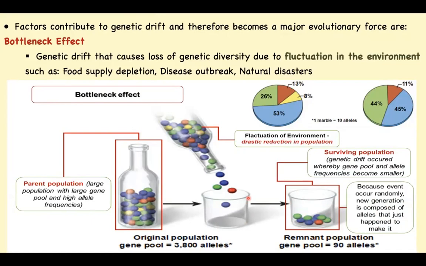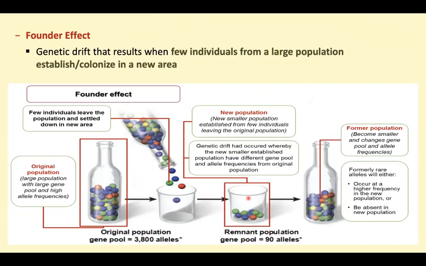Okay, another effect is the founder effect. There are 2 genetic drift ni, founder effect and also bottleneck effect in a small population. So genetic drift that results when few individuals from a large population establish or colonize a new area. Okay, yang ni kalau dia pindah tempat lain, they establish or colonize in a new area. Okay, back to the original population, they are a large population with a large gene pool and high allelic frequency.